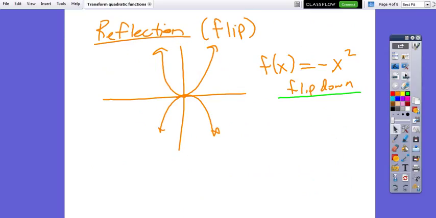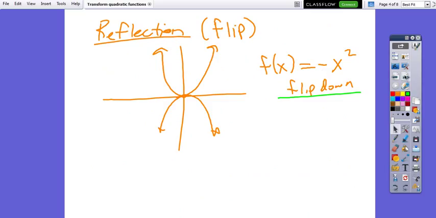The next type of transformation we have is a reflection or a flip. A flip is caused by the negative a value. Anytime you have a negative a value, your graph is going to be flipped down, facing down. So in this case, f of x equals negative x squared takes our parent graph and simply reflects it across the x-axis. For right now, we're not going to see any reflections across the y-axis. We will only do reflections across the x-axis.